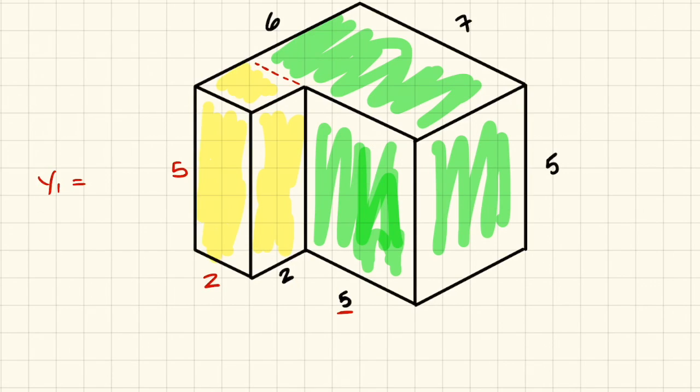Some number plus 5 equals 7, because I'm comparing those lengths on each side, trusting on my 90-degree angles, making sure that opposite sides are congruent. So now I do have something to work with: the yellow is going to be 2 times 2 times 5. So Y1 would be 20 units cubed.